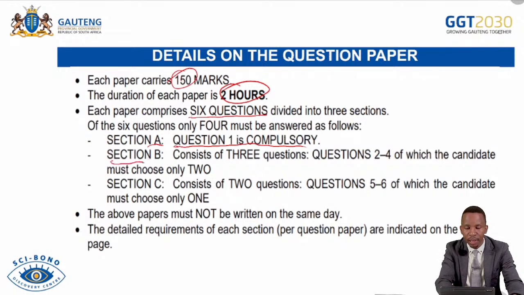And then we have section B, which consists of 3 questions. These 3 questions, we have question 2, question 3, and question 4. That's why you have a choice. You have to choose 2 of those given questions. And then we have section C. Our section C is having only 2 questions. In those 2 questions, you only choose 1 to answer. Then you will be having 150 marks. And then the above papers normally are not written on the same day. They are written on separate days. And then detailed requirements on each section per question paper are indicated.